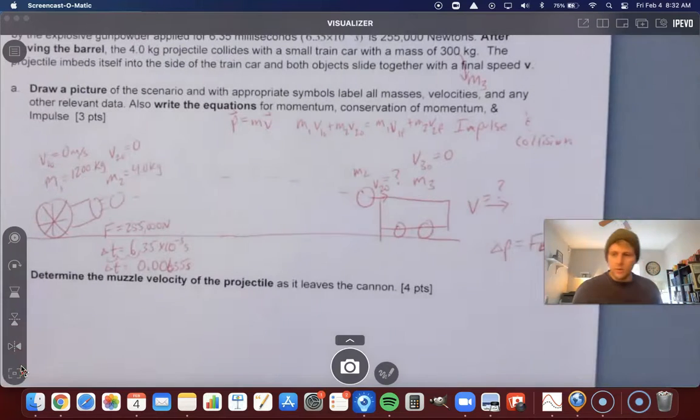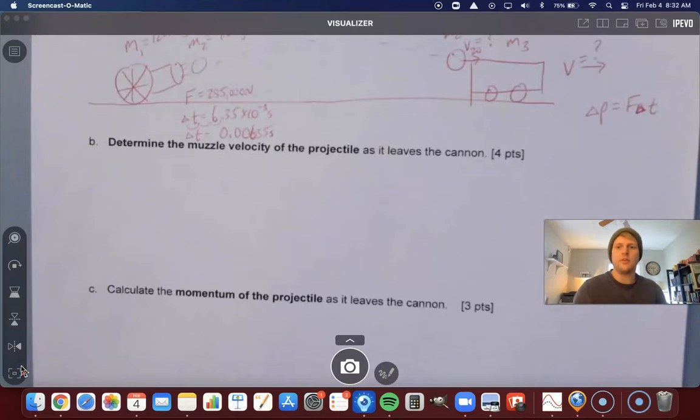That's delta P equals F delta T. So we were almost 7 minutes into the video. We've done a lot here to set this up, but this is going to make everything go much, much faster now that we have all this information written down. Now the first question says, determine the muzzle velocity of the projectile as it leaves the cannon.